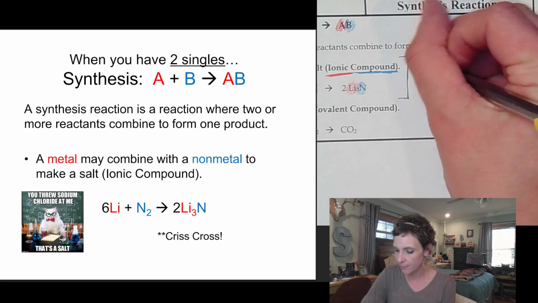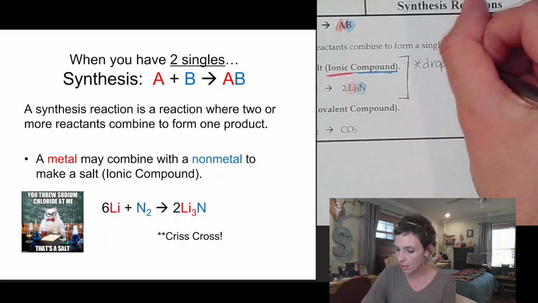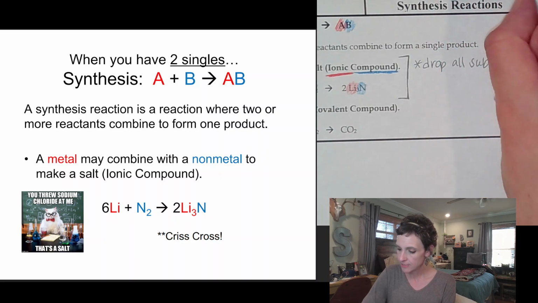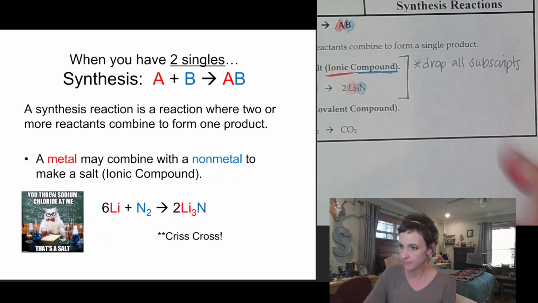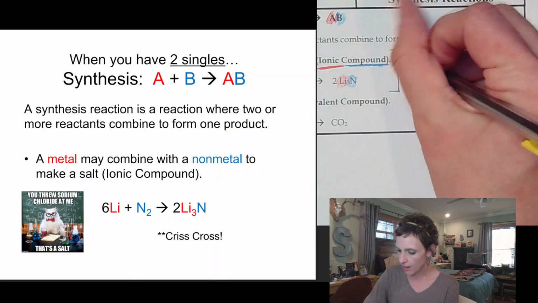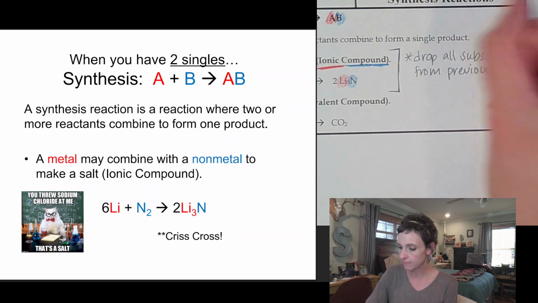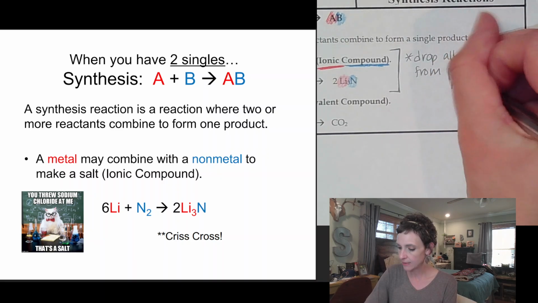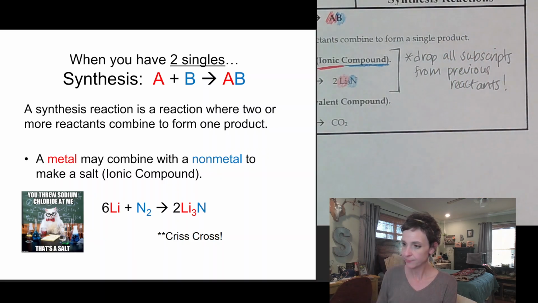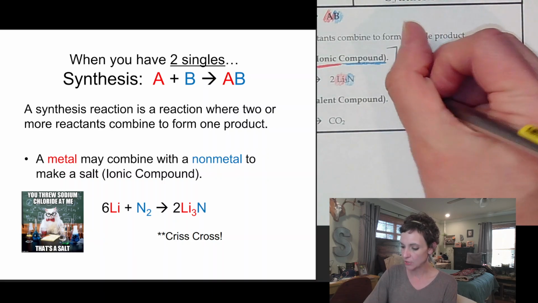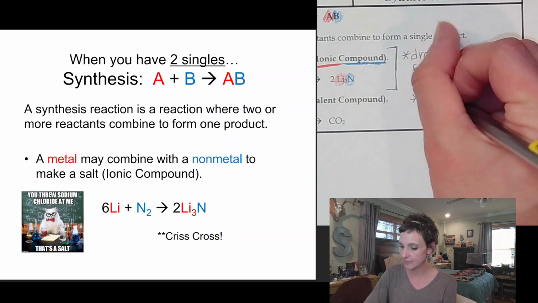So we're going to write: drop all subscripts from previous reactants. And then we're also going to write: crisscross.